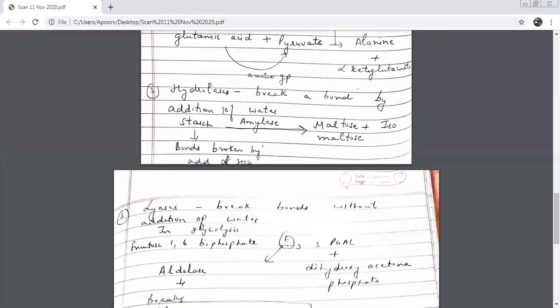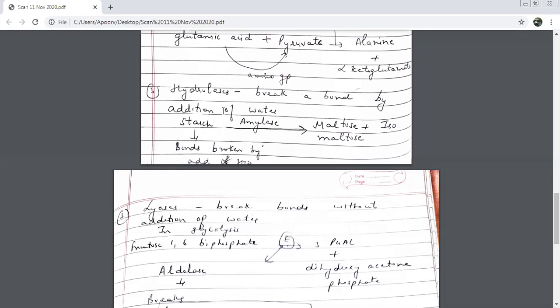Now let's move on to EC2. EC2 is which enzymes? Transferases. So basically they are going to transfer something from somewhere. And the third category of enzymes, EC3, are which one? Hydrolases. They are very important enzymes, whether it is chemistry or biology.